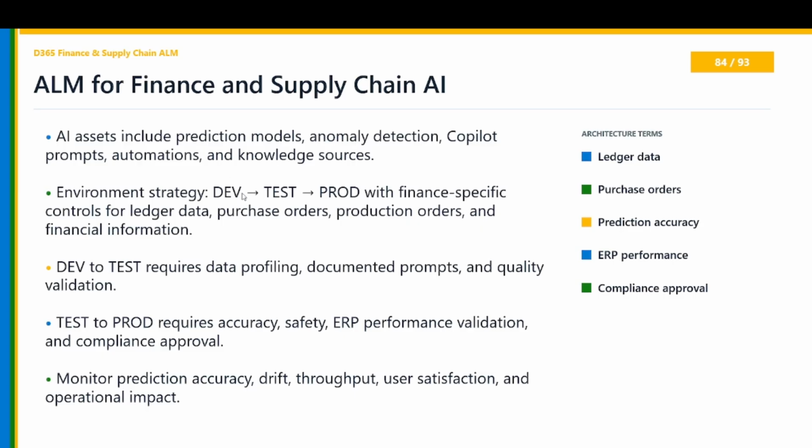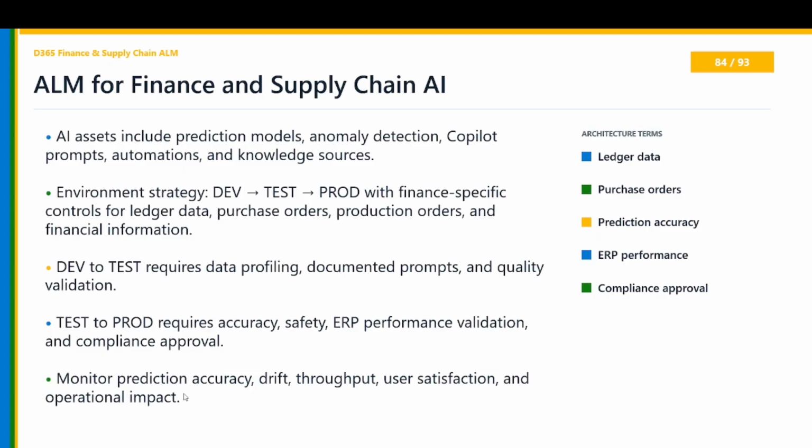Being a Copilot agent that we are discussing here, we are going to use Power Platform pipeline for this management. So development, test, and production with finance-specific control for ledger data, purchase orders, production orders, and financial information. Very important that you set control for all this layer. Everything here is still gated and everything should pass through compliance. Then development to test requires data profiling, documented prompts, and quality validation, while test to production requires accuracy, safety, ERP performance validation, and compliance approval.